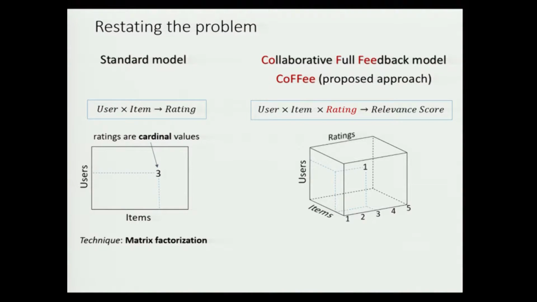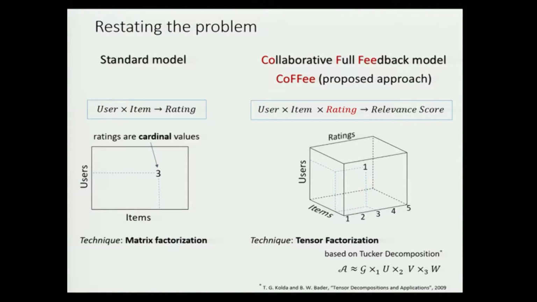We propose to encode those user-item-rating triplets as coordinates in a three-dimensional array, which I will call a tensor. And then, similarly to the matrix case, we can use some factorization technique, for example, Tucker decomposition, in order to find the factors, a latent representation of users, items, and now ratings as well.